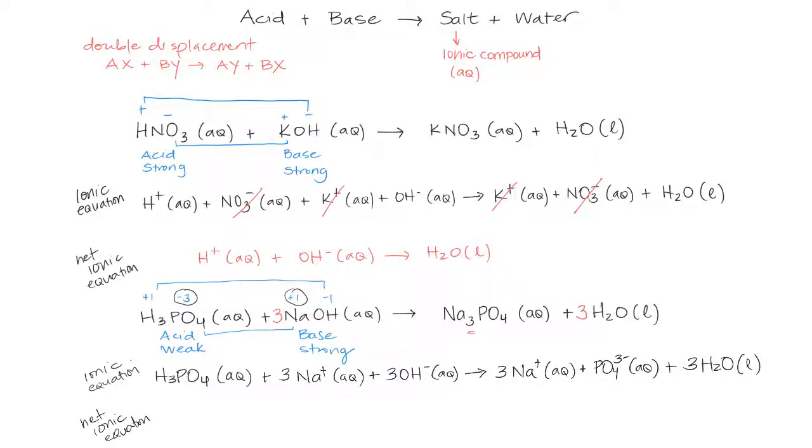We can cancel out any spectator ions to get our net ionic equation. So in this case, we've got 3 Na+ on the left and 3 Na+ on the right. And there isn't anything else that we can cancel out. So our net ionic equation is phosphoric acid plus 3 hydroxide ions to produce a phosphate ion and 3 waters. Notice that this is different than the previous example. When we have a weak acid and a strong base, our net ionic equation is not the formation of water.